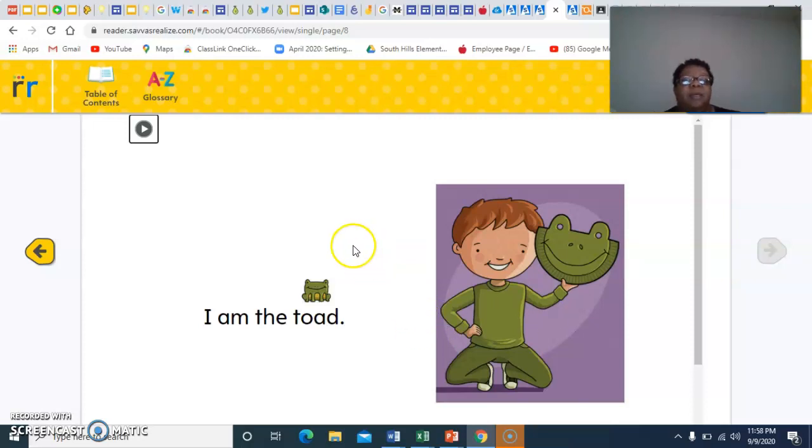So you can always go back and turn the sound off and practice reading the book with the video. And also remember to look in your workbook and practice the I am book in there as well. Alright, and that's our 2 books this week.